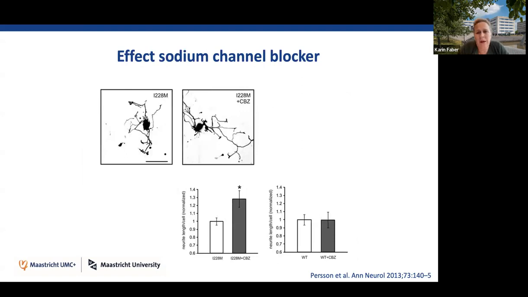After that, we investigated whether a sodium channel blocker would affect the growth of these neurites. And the cultures were treated with the sodium channel blocker carbamazepine. And after 3 days, the neurites with I228M exhibited an increased neurite length compared to untreated neurons and approaching the length of wild type expressing neurons. This effect was not seen in the treated wild type neurons.